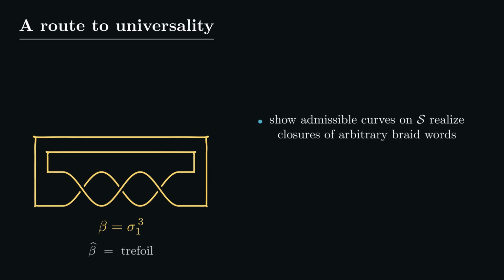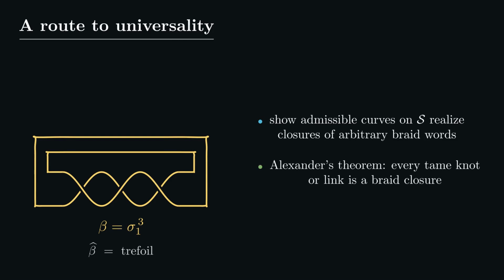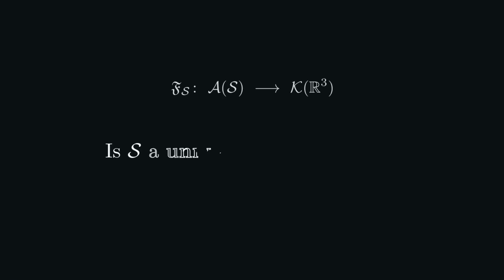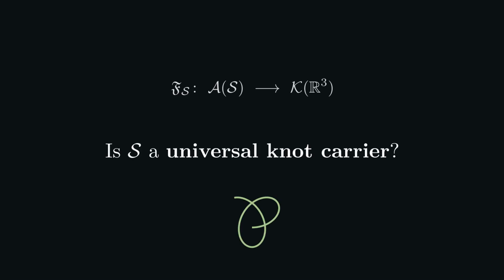One route to proving universality is to show that admissible curves on the object can realize closures of arbitrary braid words. Then, by Alexander's theorem, every tame knot or link type should occur as the image of some admissible curve. So the question is: is this object a universal knot carrier?